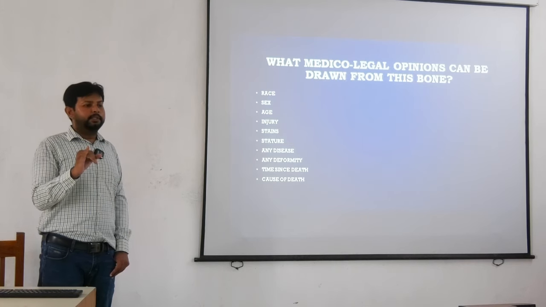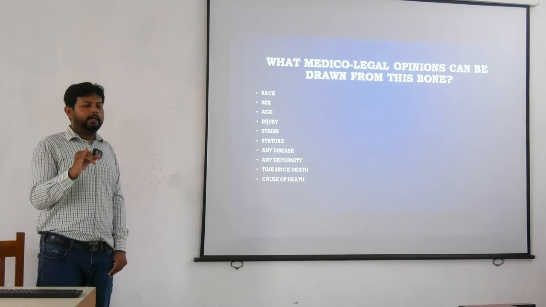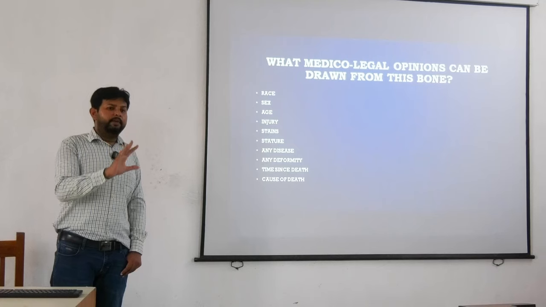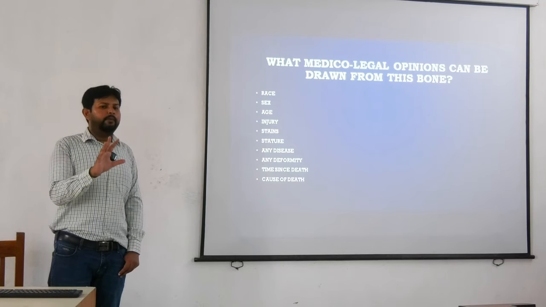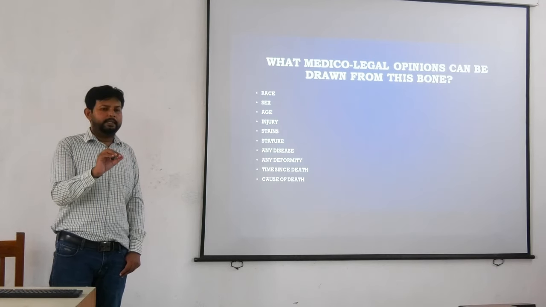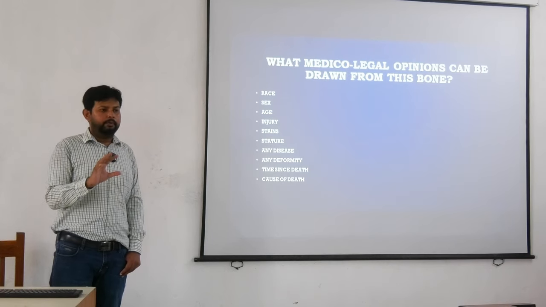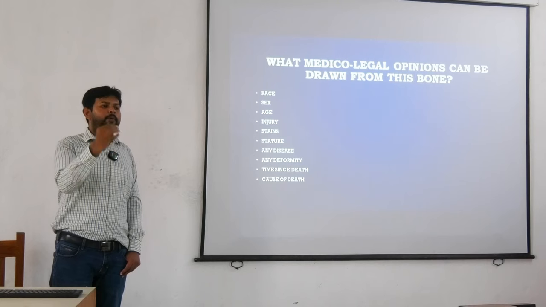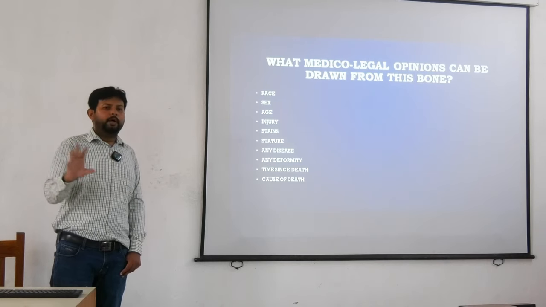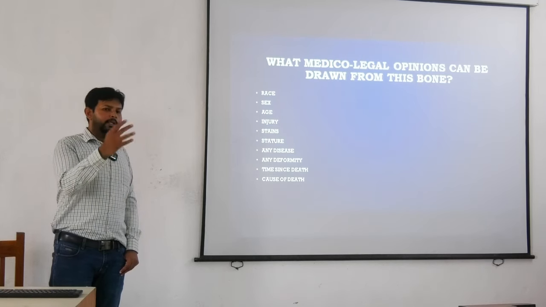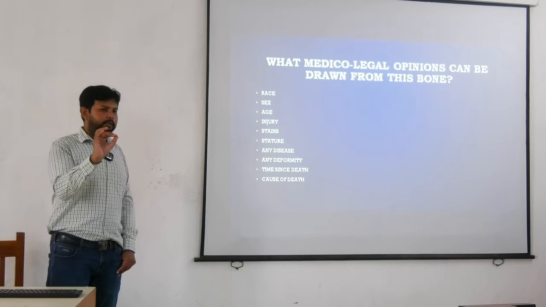First is by the nitrogen content of the bone. Nitrogen content is about 4.5% in living bone. Okay. Till 1 year, it is about 4.5%. Gradually, it decreases. The nitrogen content of the bone gradually decreases from 4.5 to 4.2. It takes about 200 years to come to 4.2% nitrogen. So this is by nitrogen content.